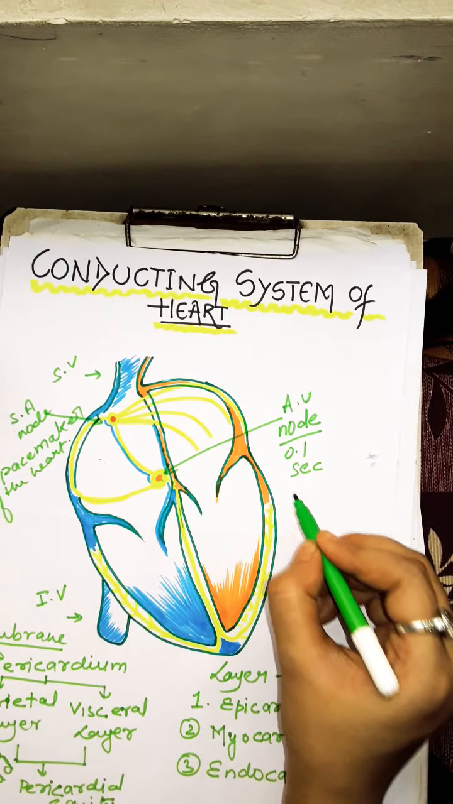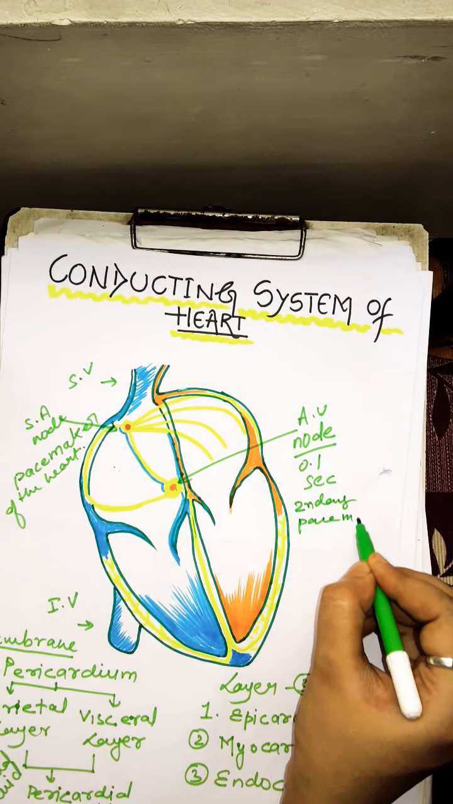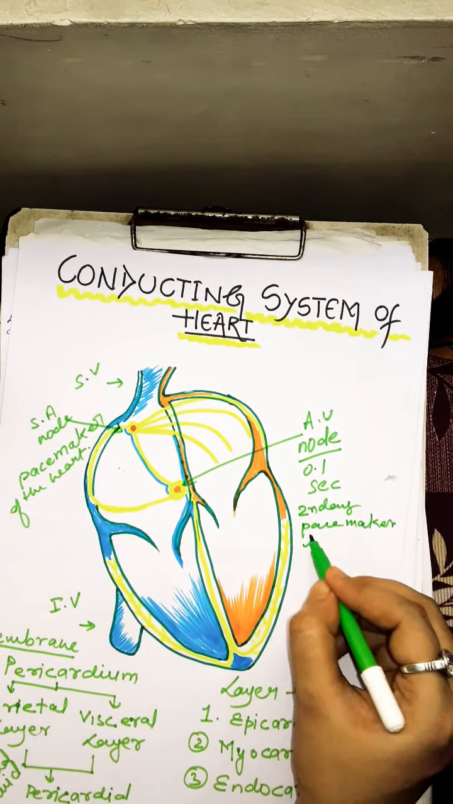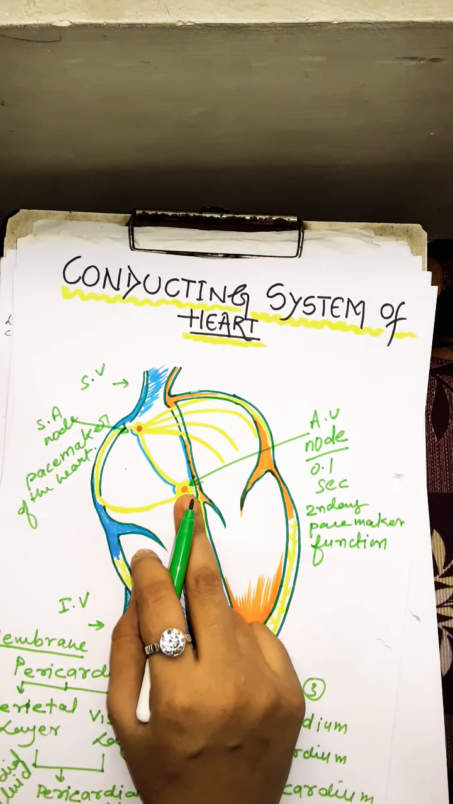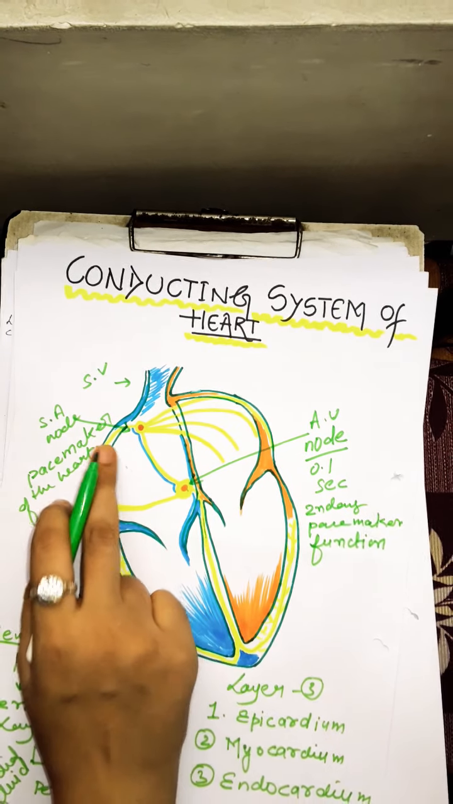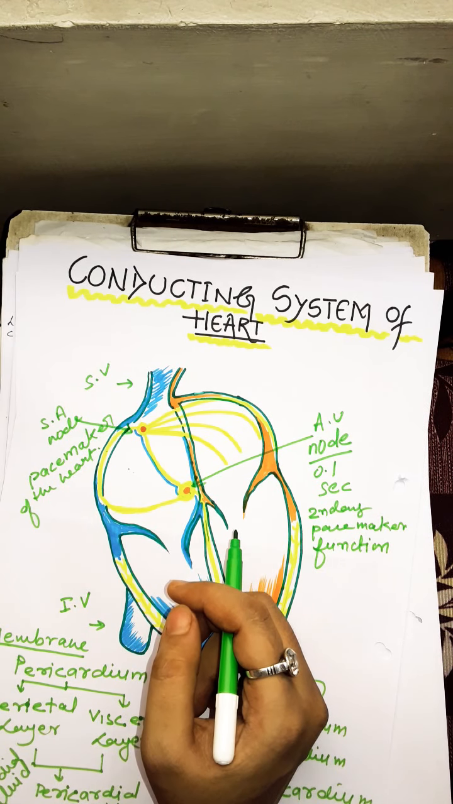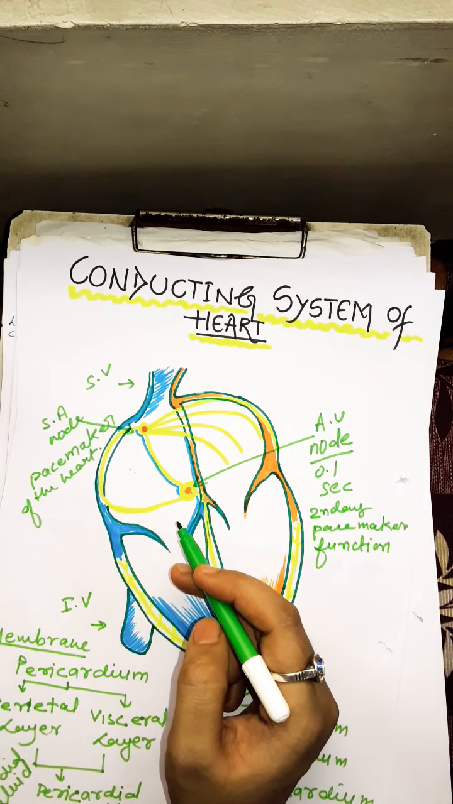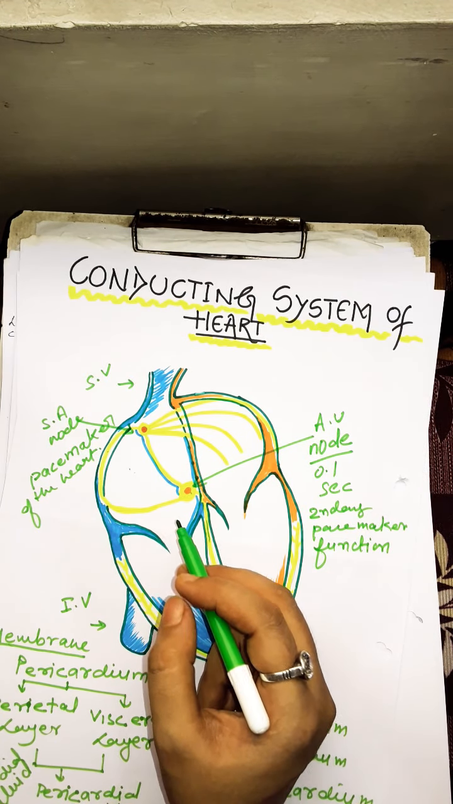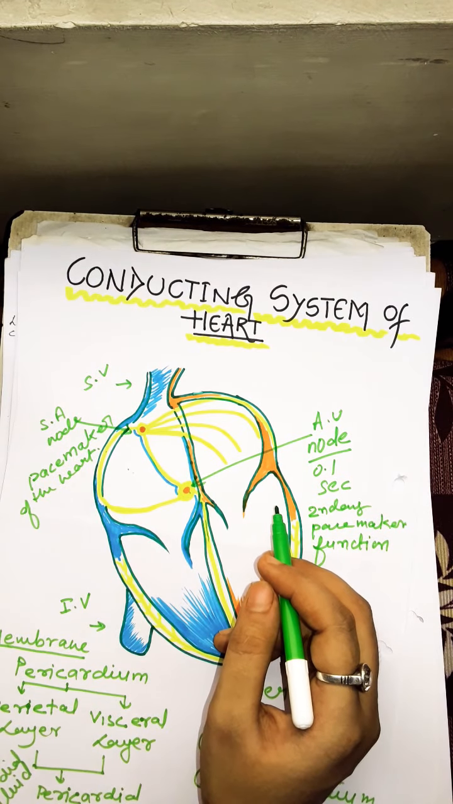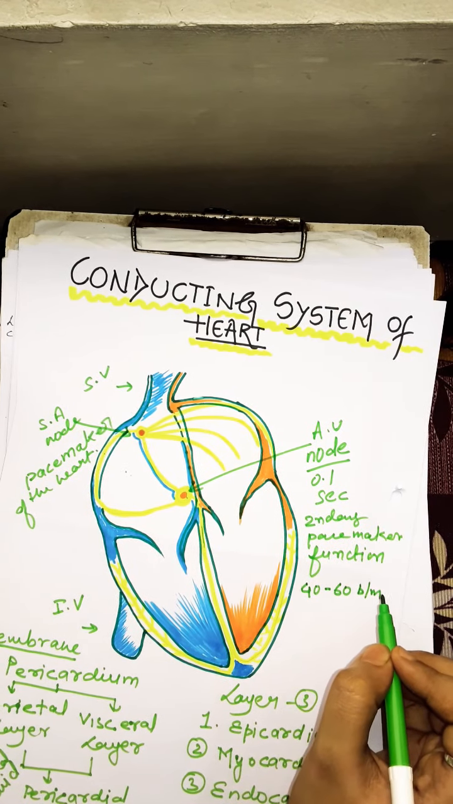Although the atria finish contracting before the ventricles start, the AV node also has a secondary pacemaker function, and takes over this role if there is any problem with the SA node or with the transmission of the impulses from the atria. Its firing rate, however, is slower than that set by the SA node, which is 40 to 60 beats per minute.